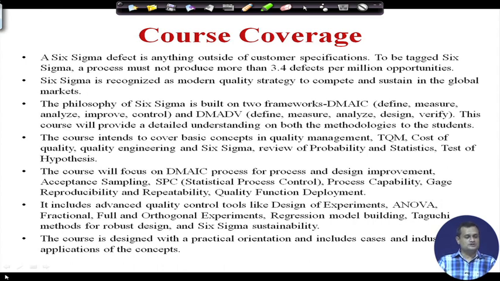The course will focus on the DMAIC process for process and design improvement, acceptance sampling, SPC, statistical process control, process capability, gauge reproducibility and repeatability and quality function deployment. Also, this course includes some of the advanced quality control tools like design of experiments, ANOVA, fractional, full and orthogonal experiments, regression modeling and Taguchi methods for robust design and Six Sigma sustainability.